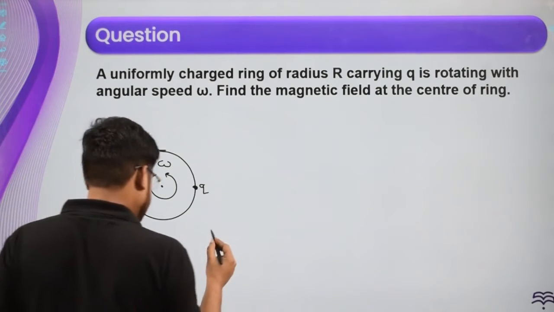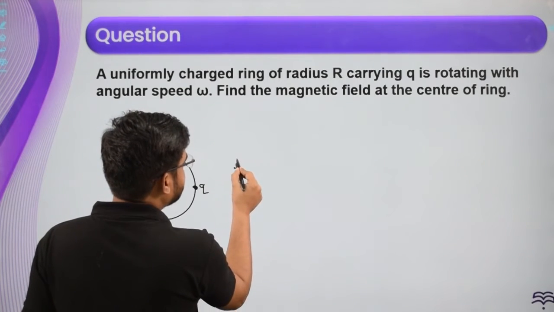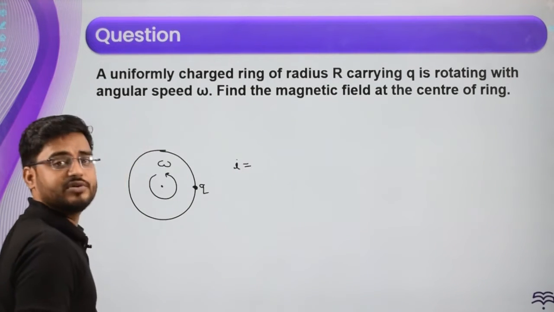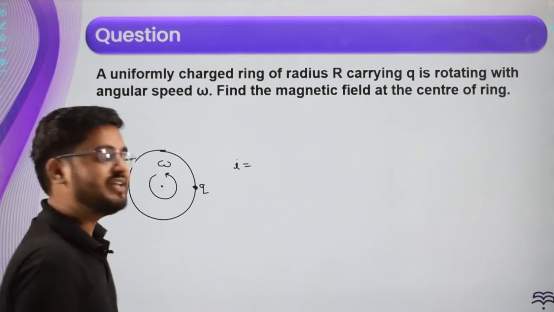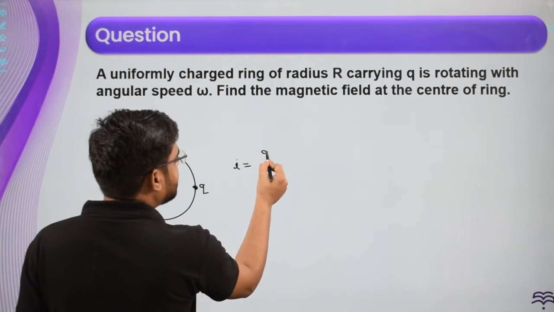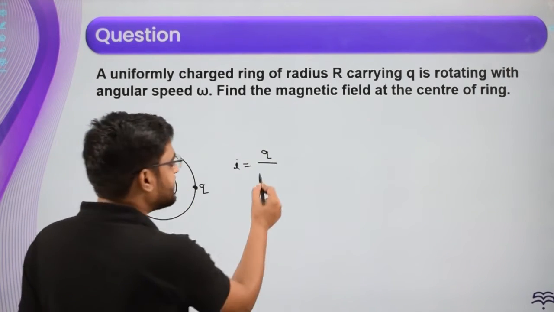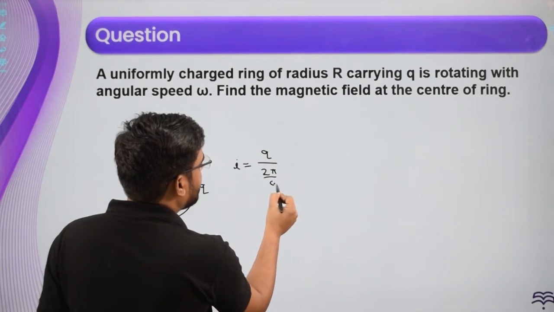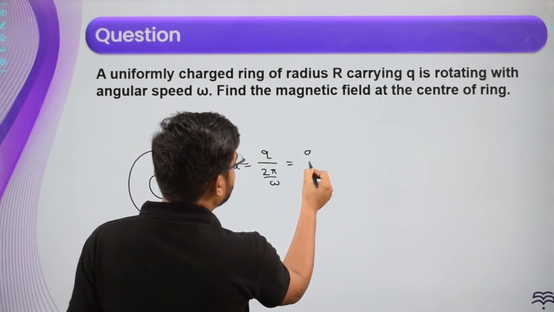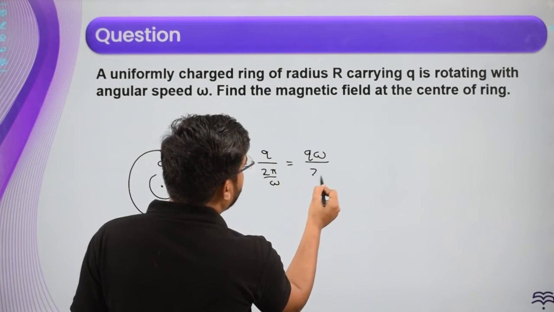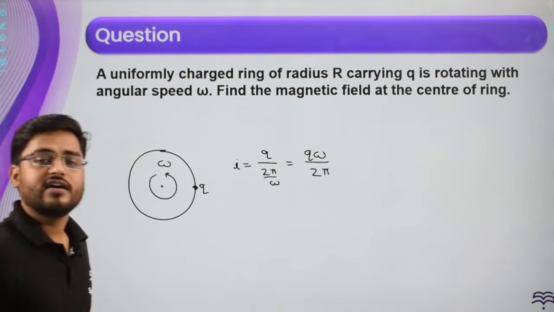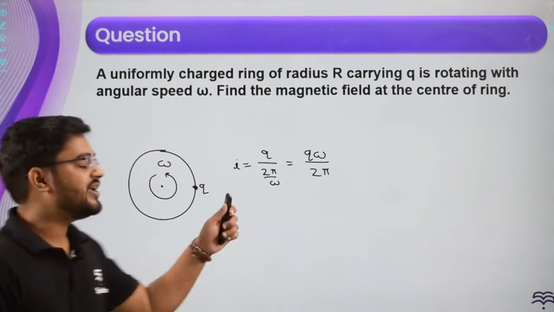So the first idea is to get the current. Current is charge upon time taken. Total charge is Q, and the time it takes for one complete rotation is the time period, which is 2 pi by omega. And eventually that gives me my current to be Q omega by 2 pi. So that's my current, right? Current is Q omega by 2 pi.